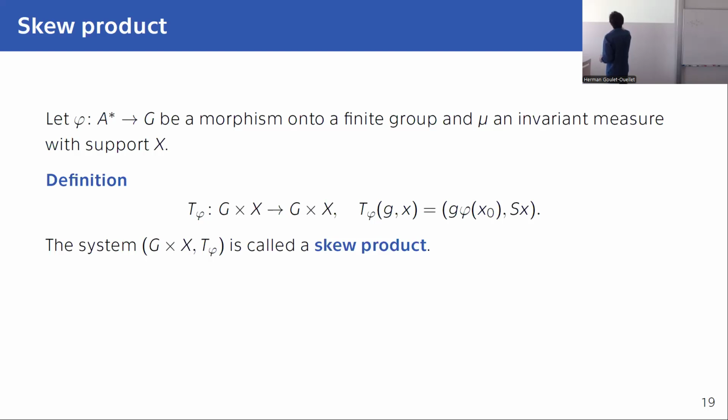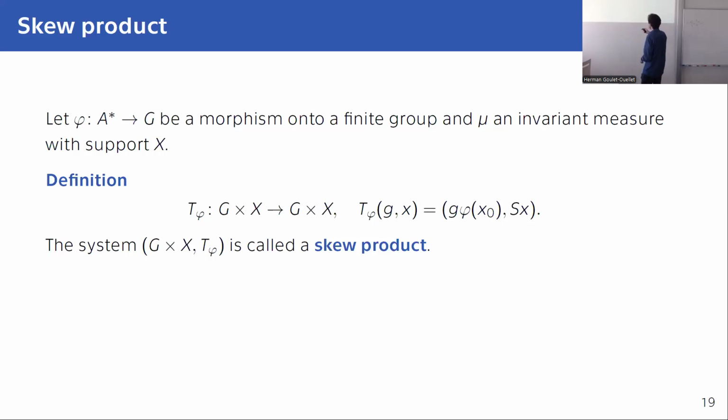And so we're going to define a new transformation, a transformation on G times X. On the X component, it acts like the shift. But on the G component, it acts by multiplying by the image of x0, where little x is my element. If I apply it twice, then here I would get x shifted twice, and here I would get g multiplied by phi of x0 multiplied by phi of x1, because it would be phi of the 0 index element in the shifted sequence, which is x1.